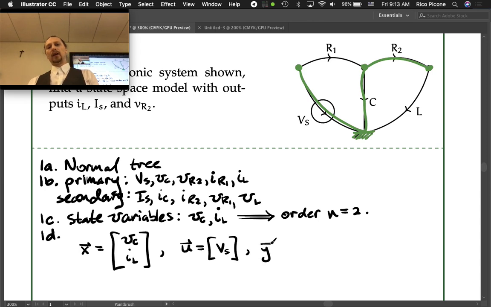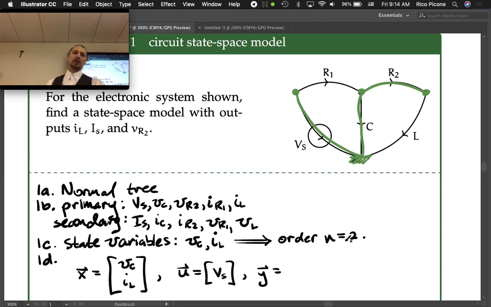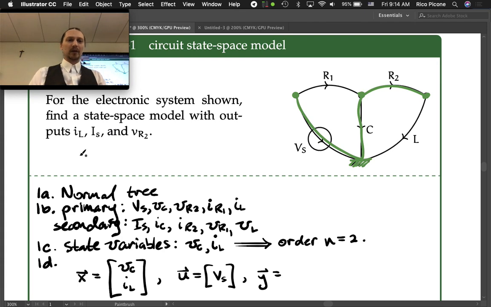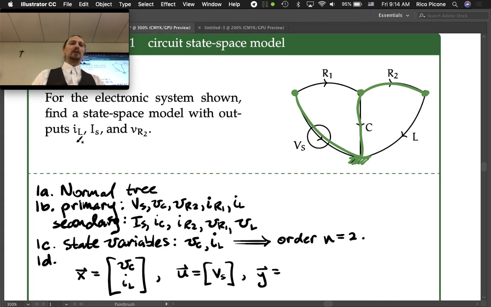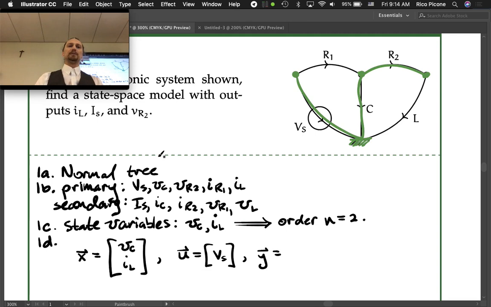And the output, we have to go back to the problem statement to look for the output. There was no clearly defined output in the problem, like there was no output leads saying V out or anything like that. So we have to go back and read this. It says with outputs, and it explicitly asks for outputs IL, IS, and VR2. So we'll just write that. Output being IL, IS, and VR2.